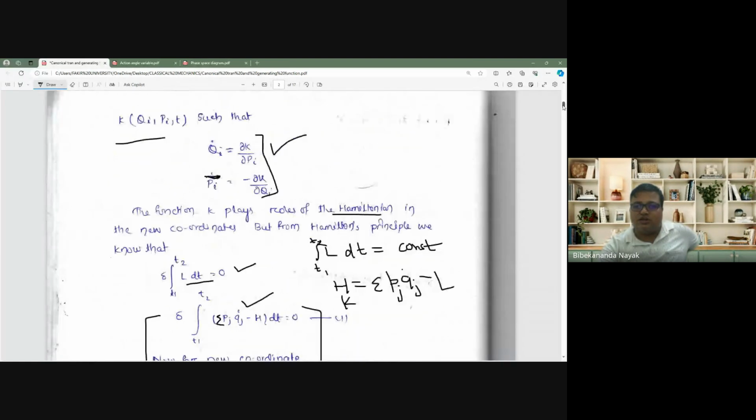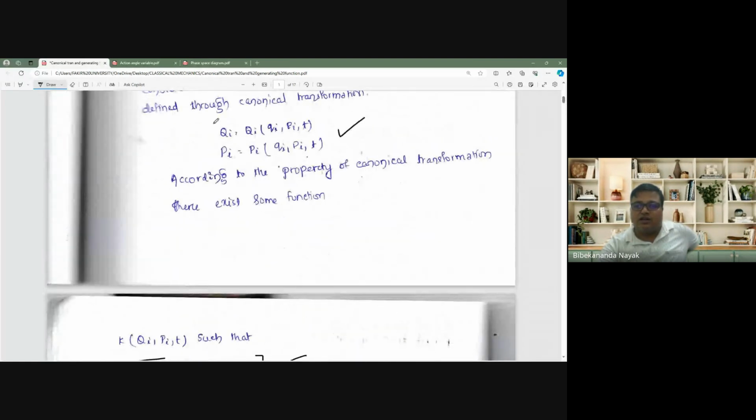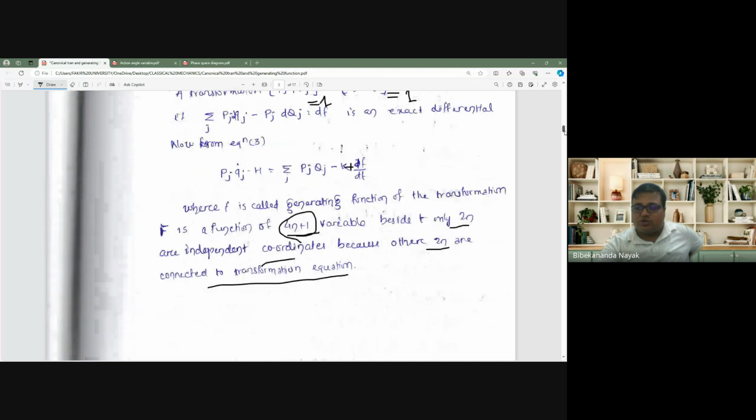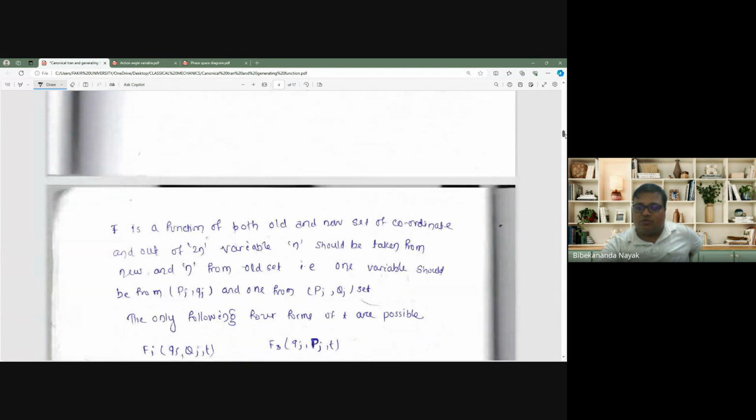Q1 is something, P1 is something, and here n. So n number of transformation equations, another n number, where n means the degree of freedom. So there are 2n transformation equations. We have 4n plus 1 variables, so if we leave out the time, then the other 2n variables are unknown. So we search for 2n other independent coordinates, which can be given by a set of 2n equations.